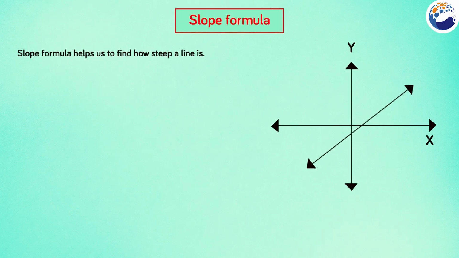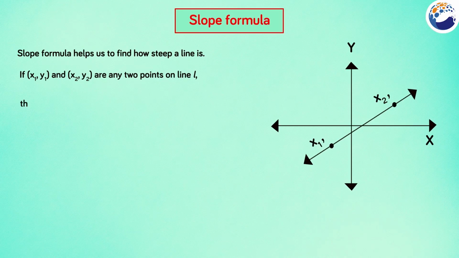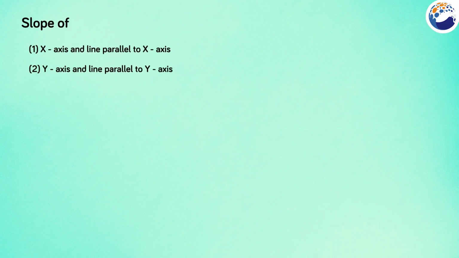Slope formula. The slope formula helps us to find how steep a line is. If (x1, y1) and (x2, y2) are any 2 points on line L, the ratio (y2 minus y1) upon (x2 minus x1) is called the slope of line L. Slope of 1. x-axis and any line parallel to the x-axis. 2. y-axis and any line parallel to the y-axis.